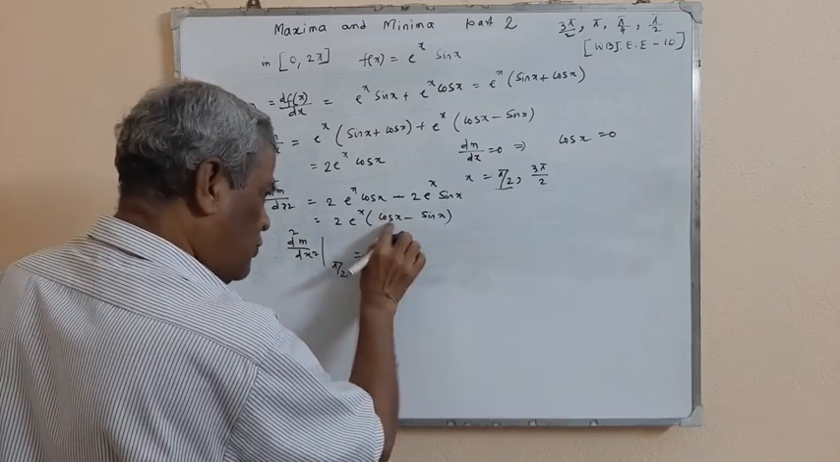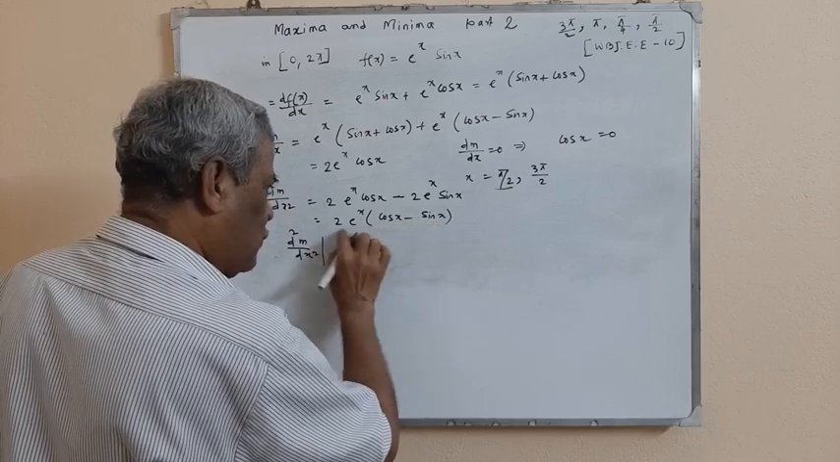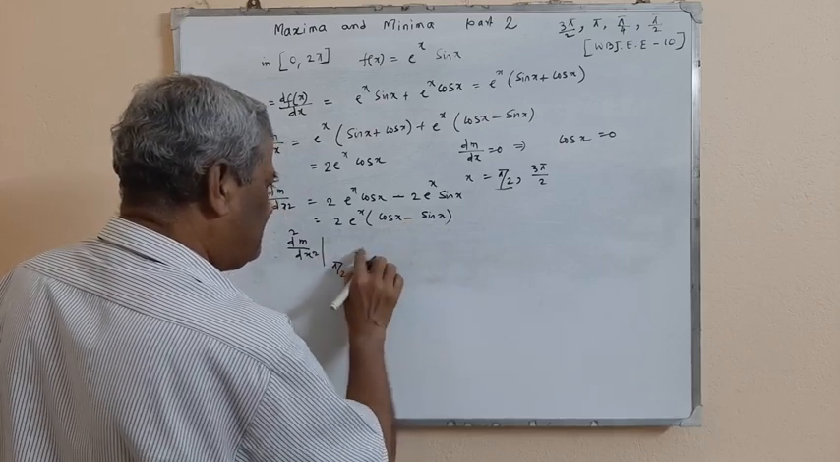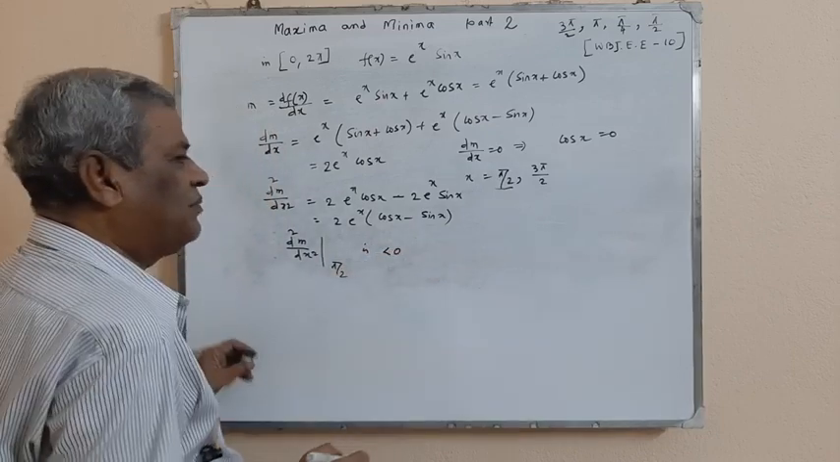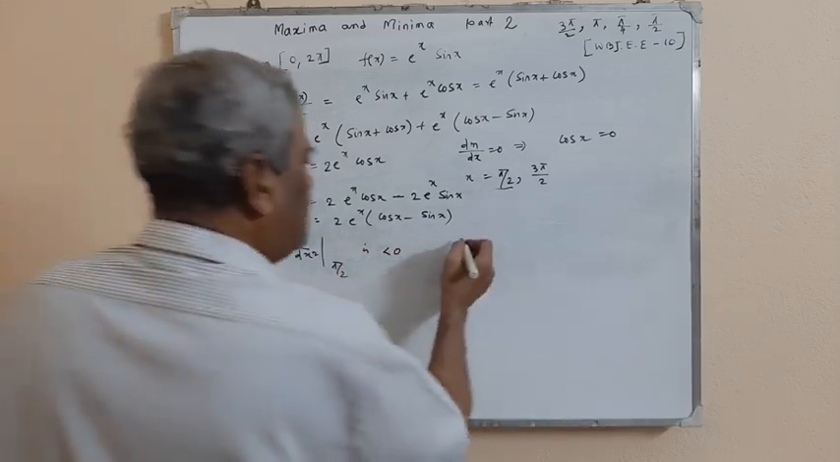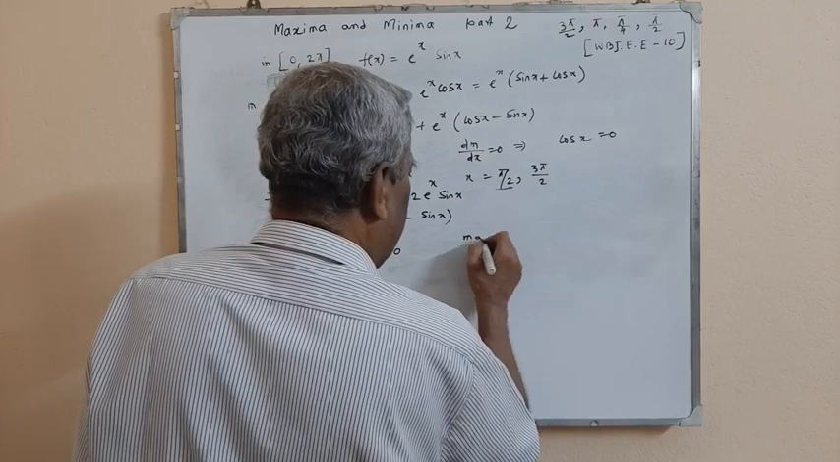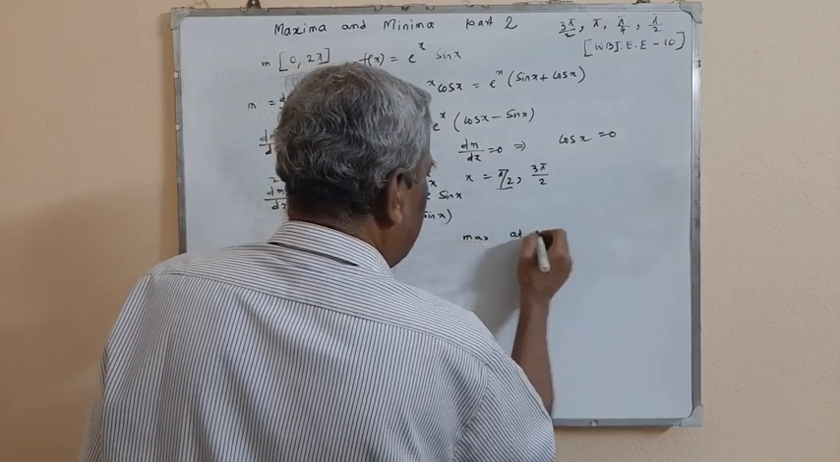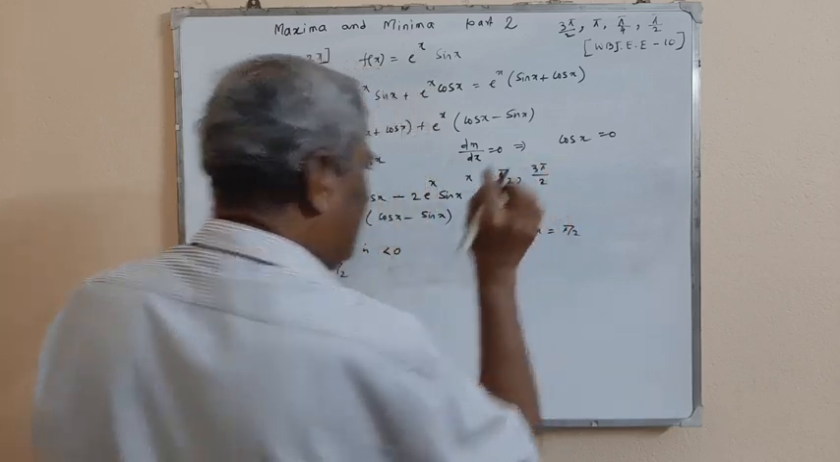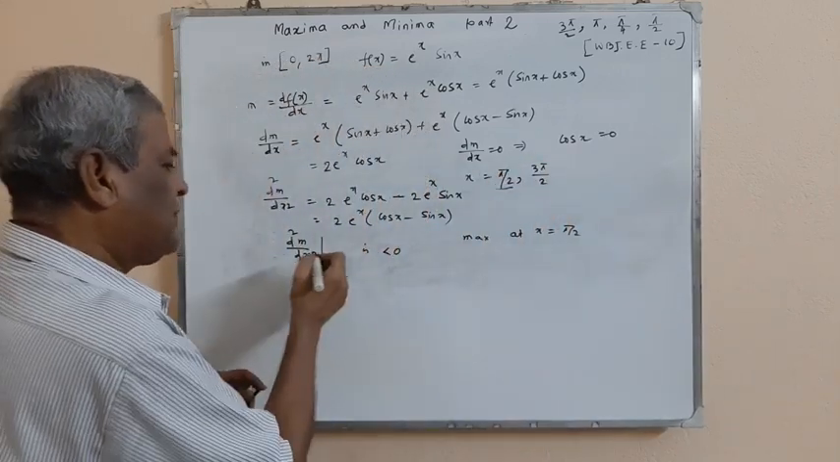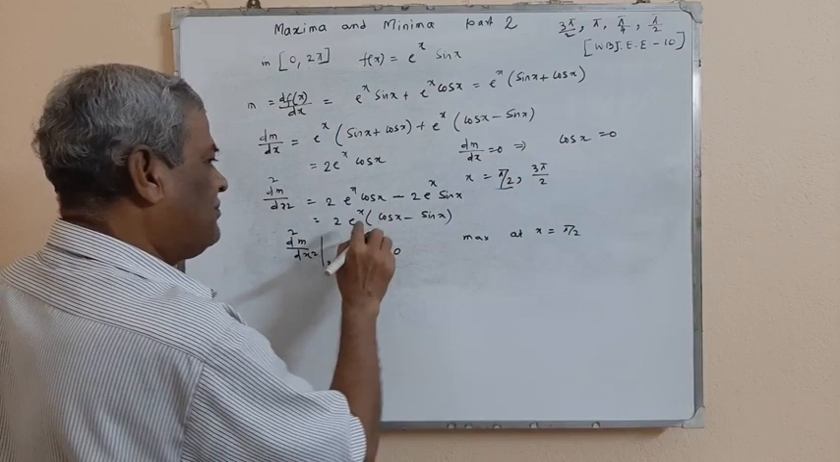It is 0, it is negative. So altogether it is negative. So it is maximum there. So it is maximum at x is equal to pi by 2. Let us find this also. At 3 pi by 2, what happens?